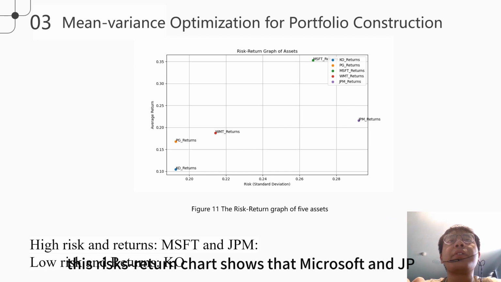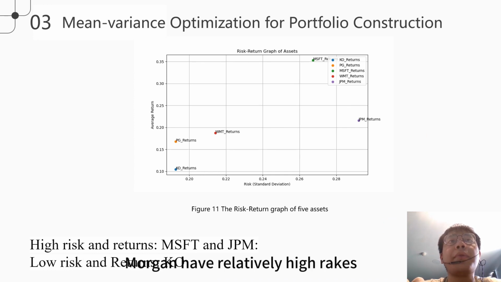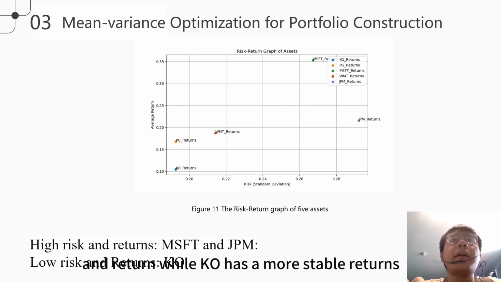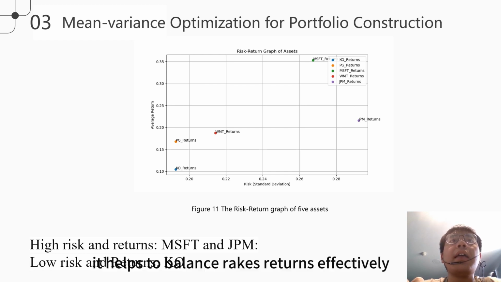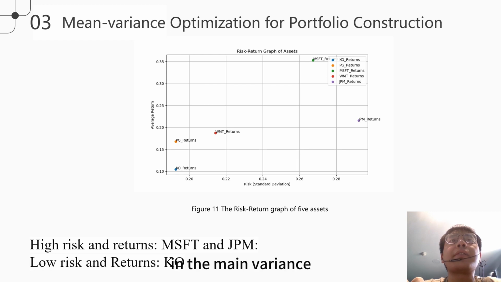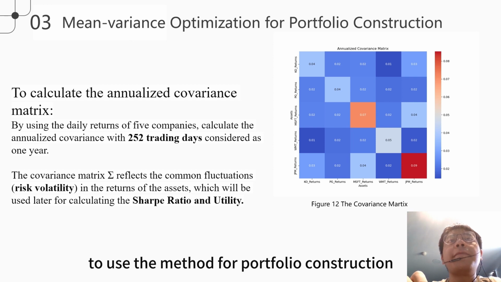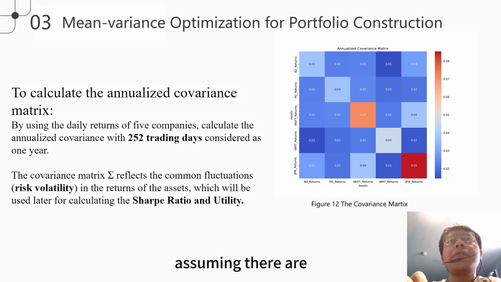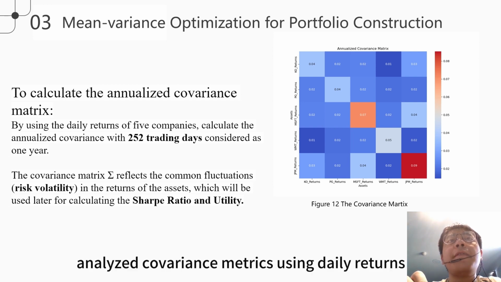This risk return chart shows that Microsoft and JP Morgan have relatively high risk and return, while KO has more stable returns. It helps to balance risk and return effectively in the mean variance optimization process. To use the method for portfolio construction, assuming there are 252 trading days in a year, I calculated the annualized covariance matrix using daily returns.